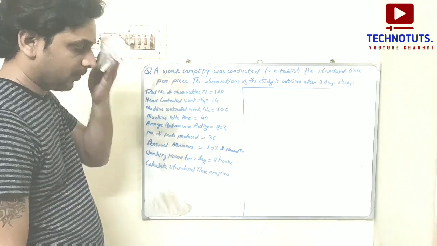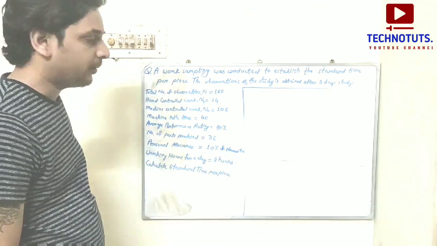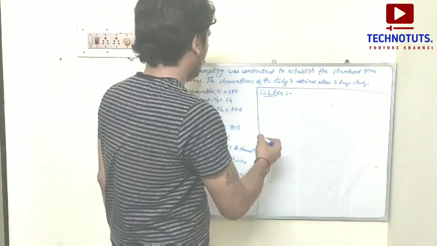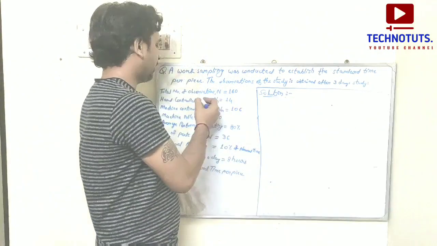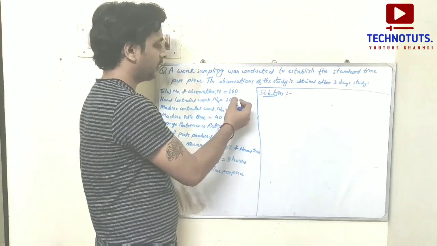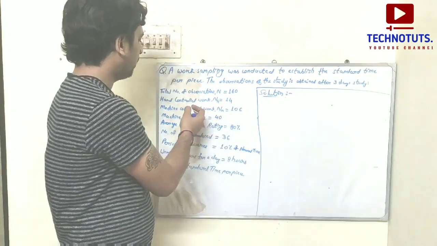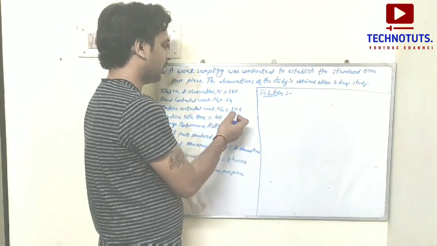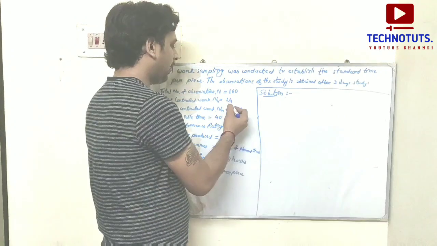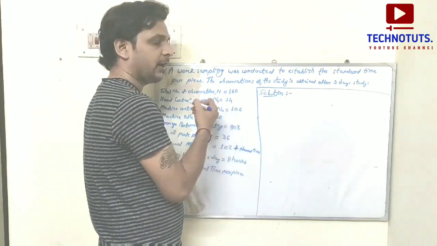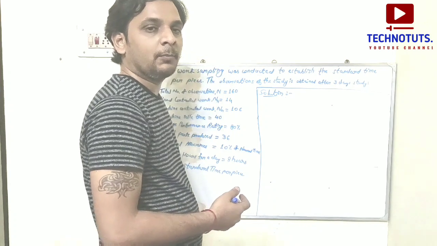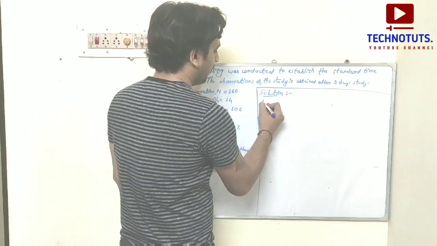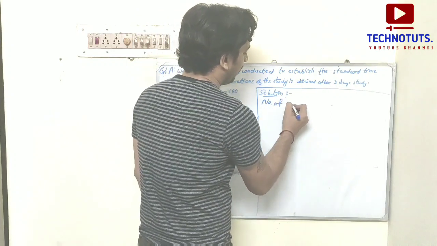So let us solve the problem. It is given in the question that the total number of observations is 160 and human controlled work or man controlled work is 14 and machine controlled work is 106. So when we are having machine controlled work and hand controlled work, we can obtain the number of observations of the production activity.